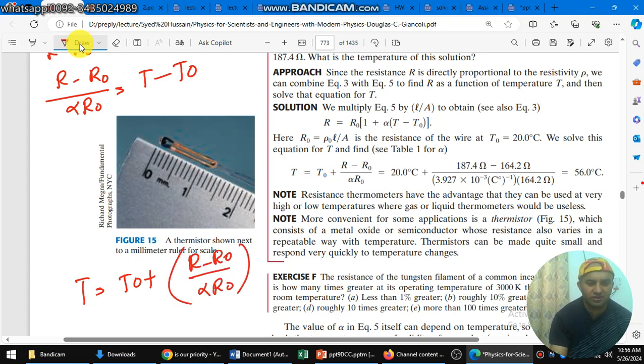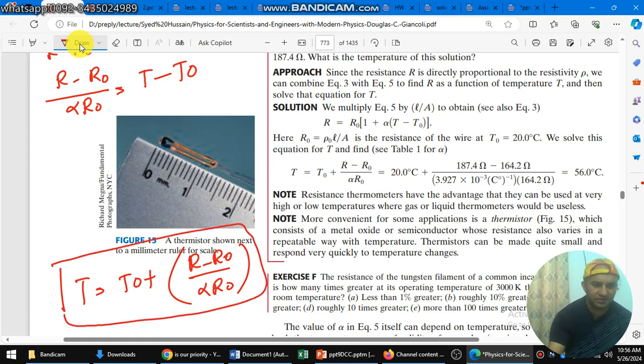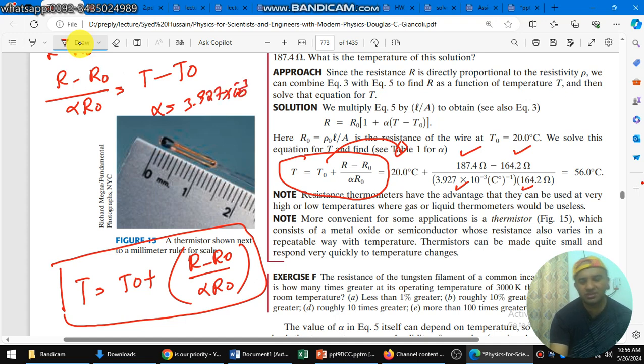So now we can put the values and we get the answer. This is the required formula. T naught is 20 degrees Celsius, R is 184, R naught is 164, and alpha is from the table, 3.927 into 10 to the power minus 3. This must be given in your exam. So when we put in the values, we get the answer 56.0 degrees Celsius.